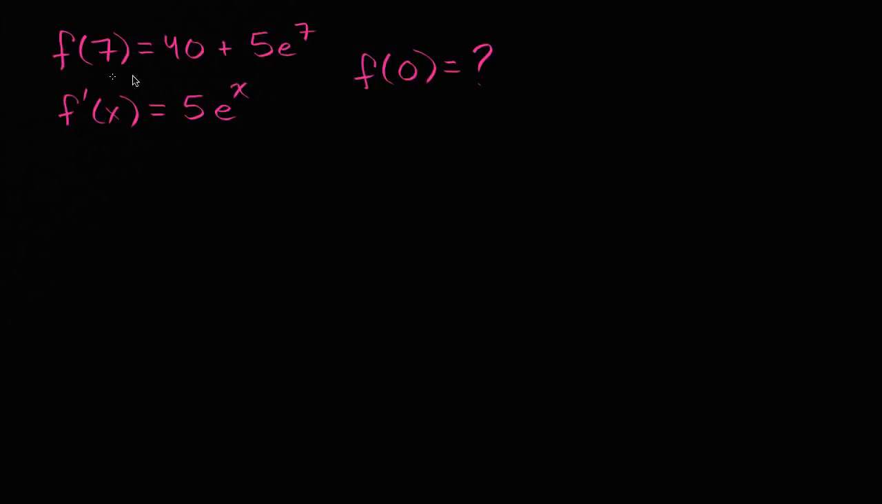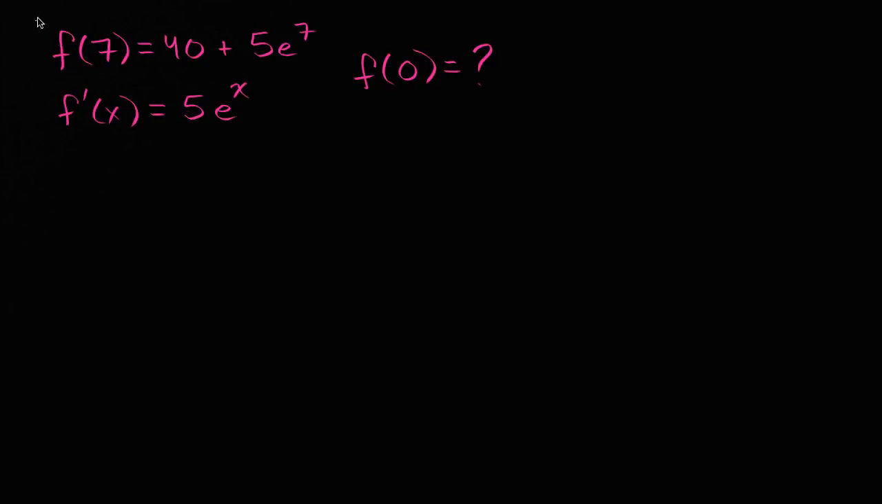We're told that f(7) is equal to 40 plus 5e to the 7th power, and f'(x) is equal to 5e to the x. What is f(0)? So to evaluate f(0), let's take the antiderivative of f'(x), and then we're going to have a constant of integration there.